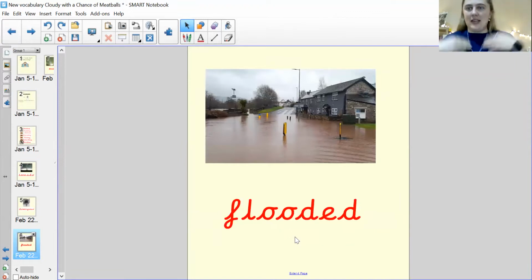Okay, flooded. Flooded. When something's flooded, the water has broken its banks. So if a river floods, the water goes over the sides of the river, and just like this picture here, starts to flood different areas. There's been lots of flooding at the moment around the country. Have a think about what you could draw for flooded.